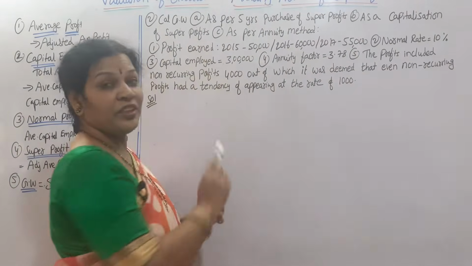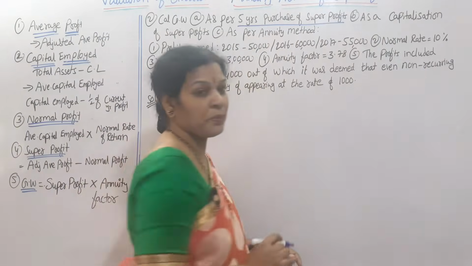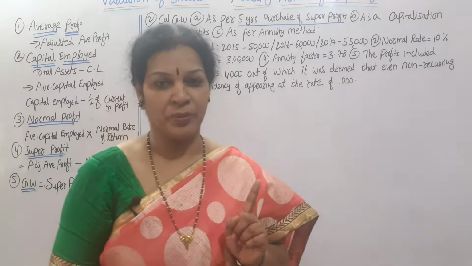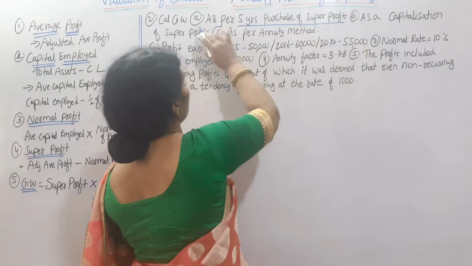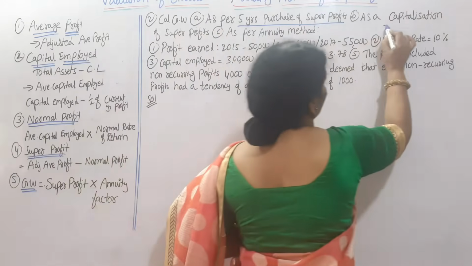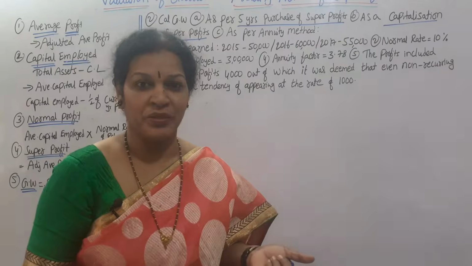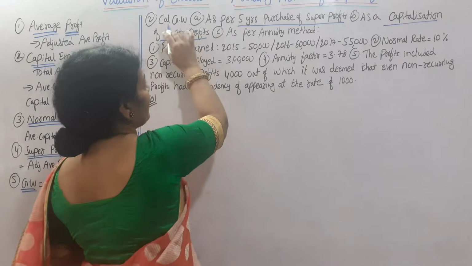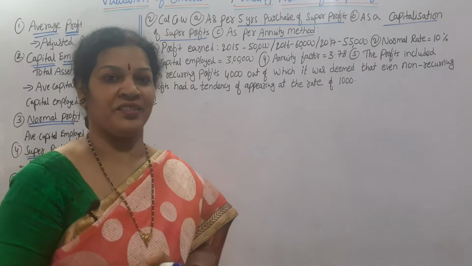What is given? Calculation of goodwill as per 5 years purchase of super profit method, means super profit method, first method, and also goodwill as per capitalization of super profit method, second method, and calculate goodwill as per annuity method. Three methods they are asking.